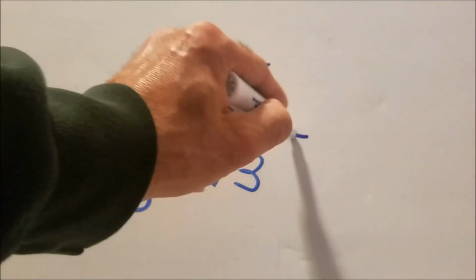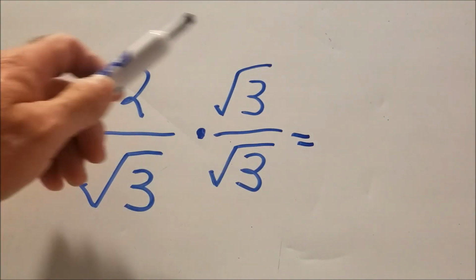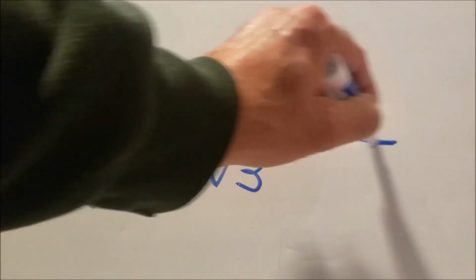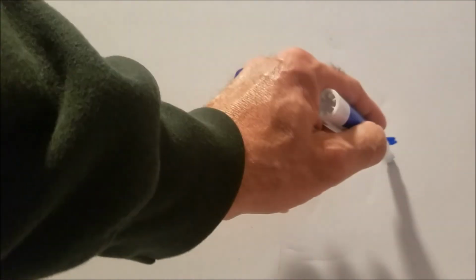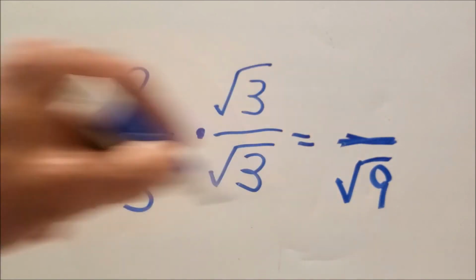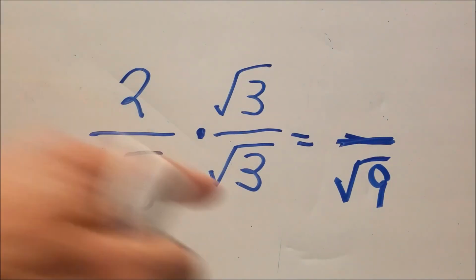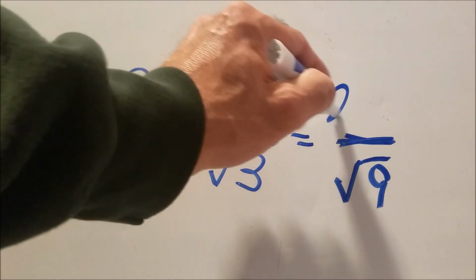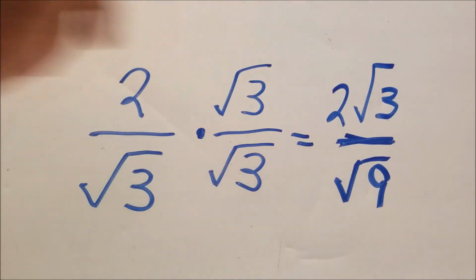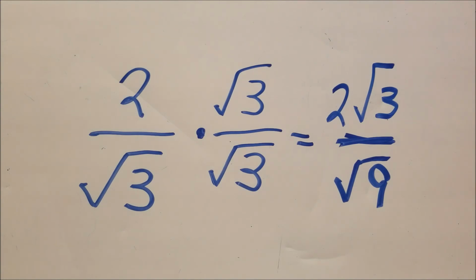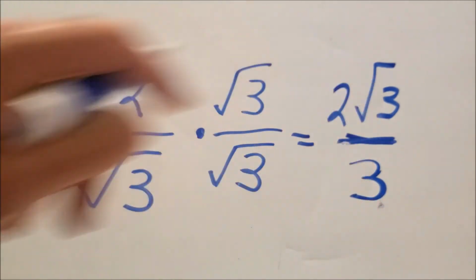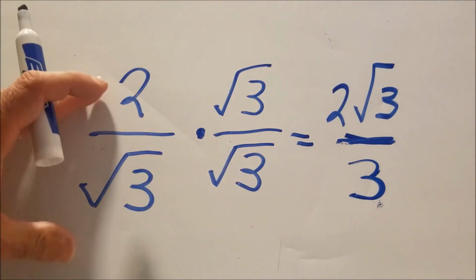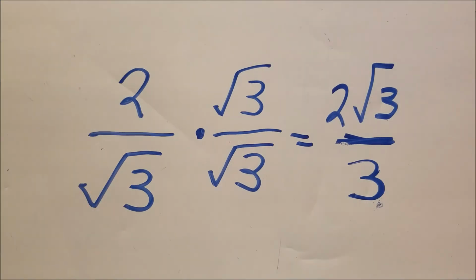Okay? So now the square root of 3 times the square root of 3, if you remember when we multiplied radicals, is going to be the square root of 9, which is a perfect square. We know that's 3. And this answer will be 2 square root of 3. So now the square root of 9 will erase, and here's the answer. So we rationalized the denominator. So let's look at another one.